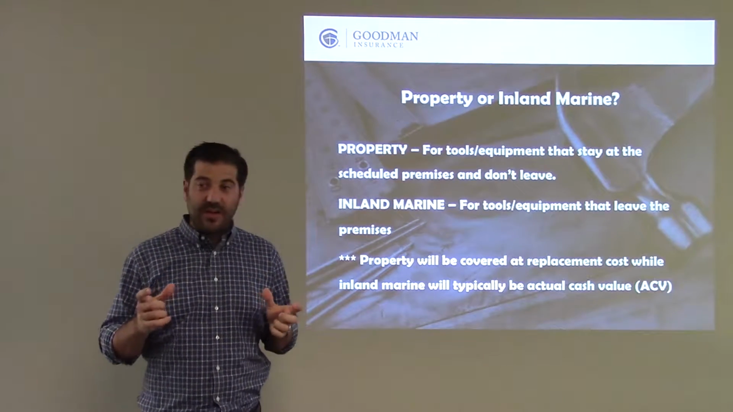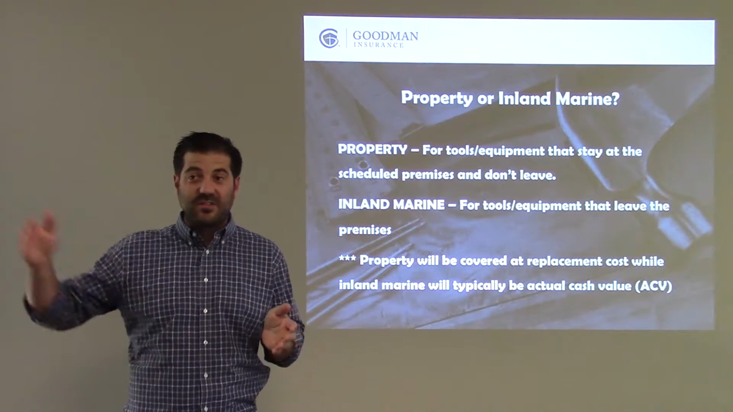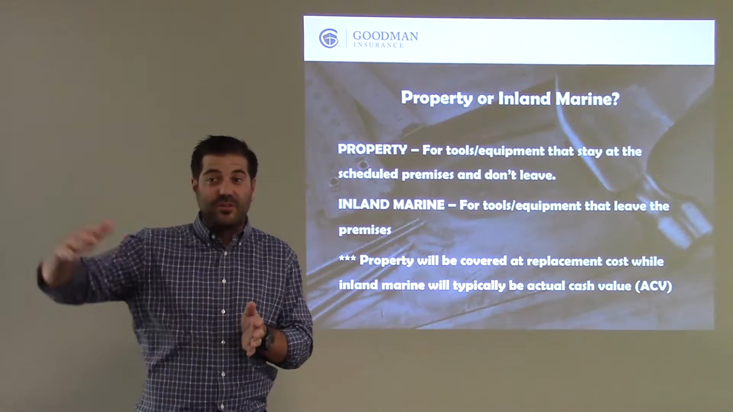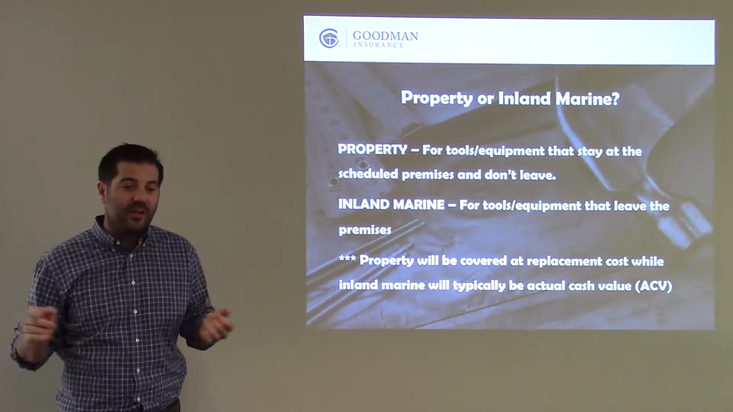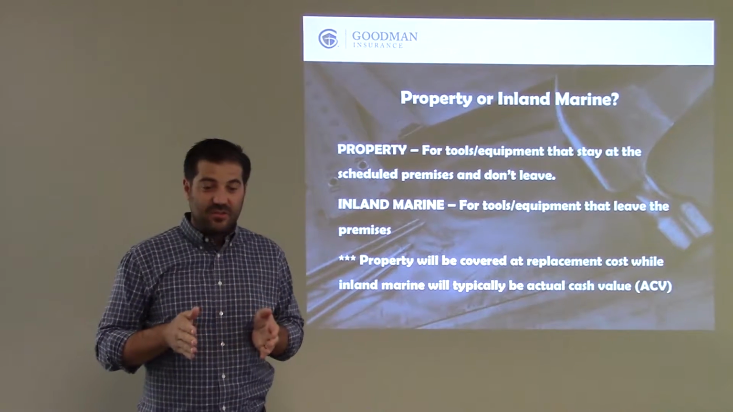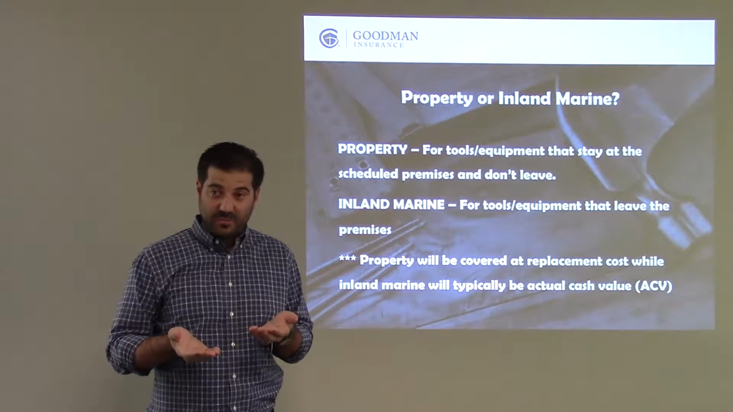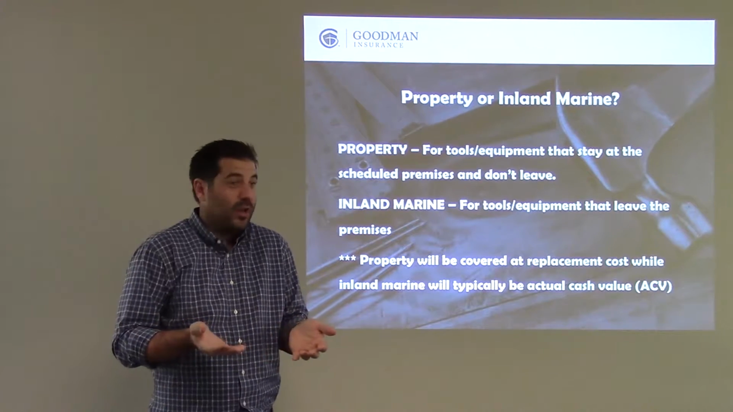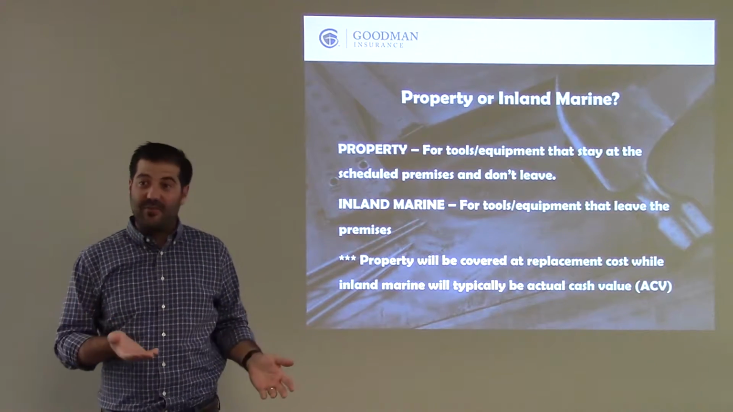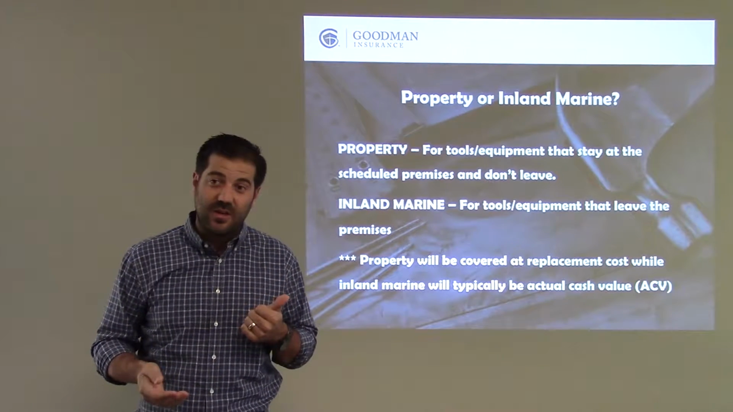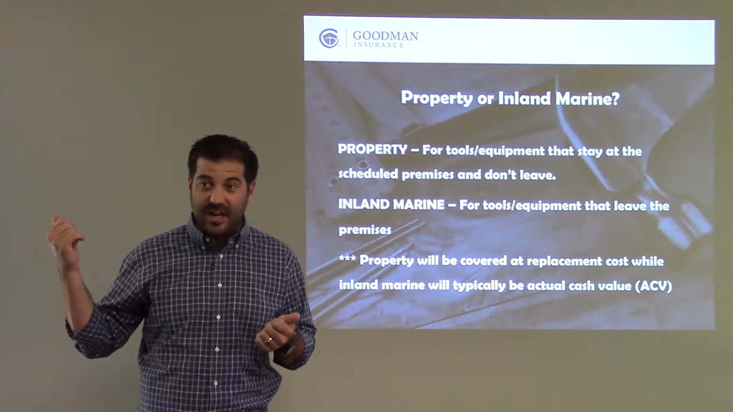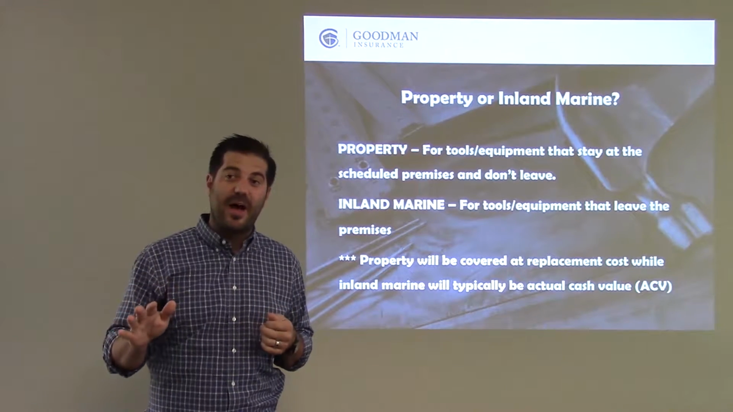The proper place for that to be covered would be inland marine, because it's going to go back and forth. We want it to be covered while it's off premises as well. Property, remember, is only going to be within 100 feet. The problem is a lot of times it's possible to have dual coverage. If it gets stolen at the job site, it could be covered under property, which would be better because it would be under replacement cost. Once it leaves the job site, it's going to be, most of the time, actual cash value.